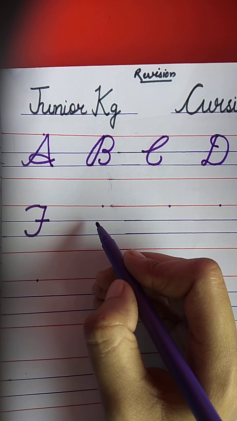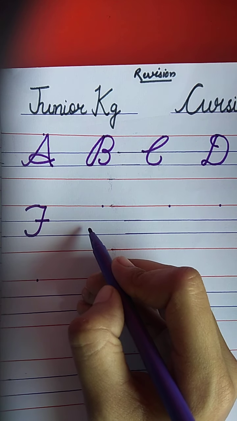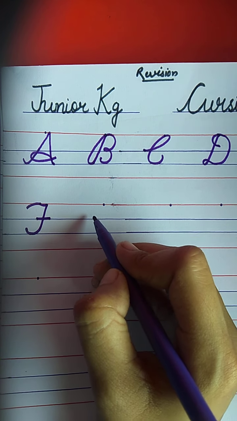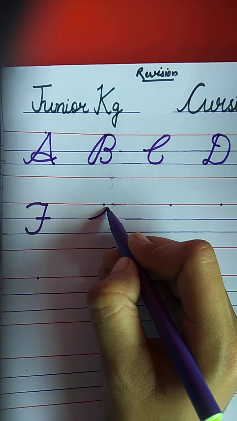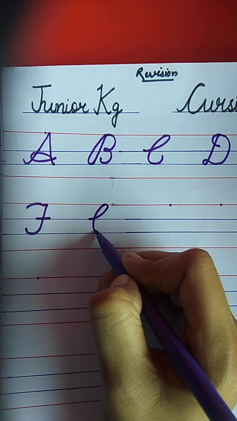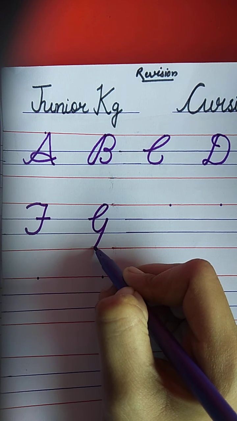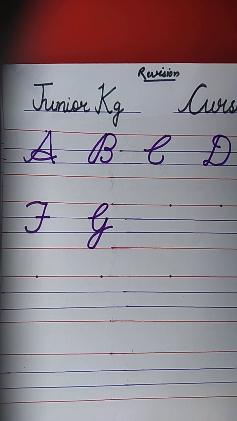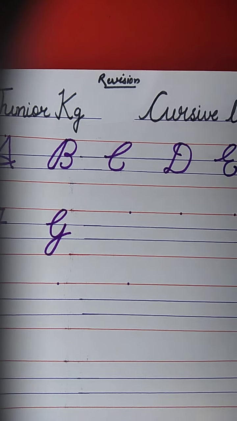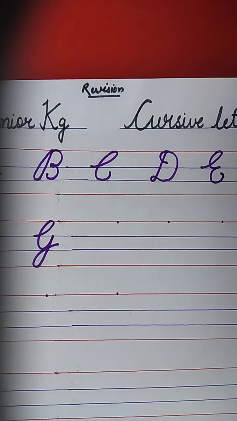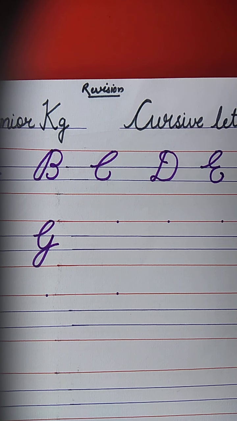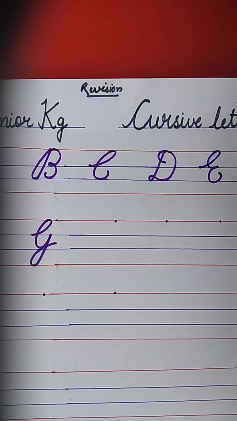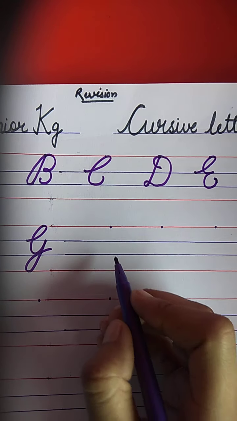G for grapes. F for fish के बाद कौन सा लेटर आता है बच्चों? G. G for grapes. See here. Draw a curve, then a semicircle, slanting line, then again a curve. This is letter G. G for grapes. What is the spelling of grapes? G R A P E S. Grapes. Now the next letter is H.